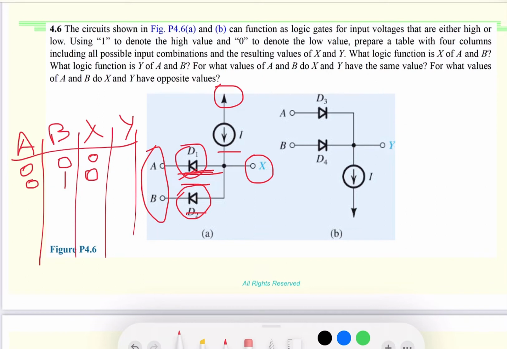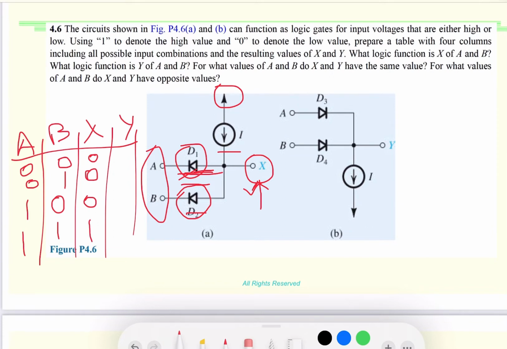Similarly, if we take A to be 1 and B to be 0, the signal is still going through and X will be 0. For this to be at a high value, they both have to be high. In this case, both diodes will be reverse biased, so hence the signal will be available at X. So in this case, the output would be 1.